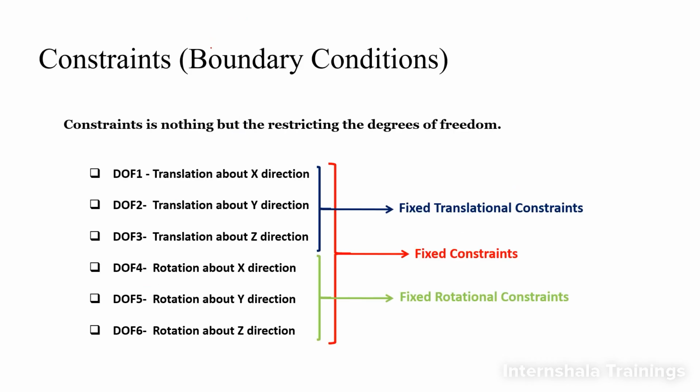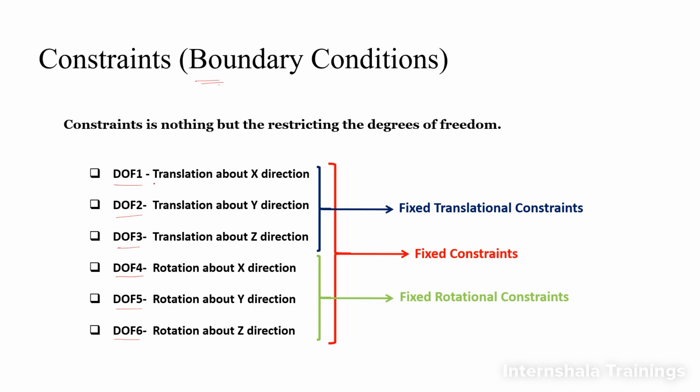Then coming to the constraints, any type of constraint can be easily simulated by restricting a combination of these 6 degrees of freedom. As we already know, in space we have 6 degrees of freedom. They are translation in X, translation in Y, and translation in Z. Likewise, rotation about X, rotation about Y, and rotation about Z. Based on the combination of fixing these particular degrees of freedom, we can simulate any type of constraints or supporting conditions in the entire universe.